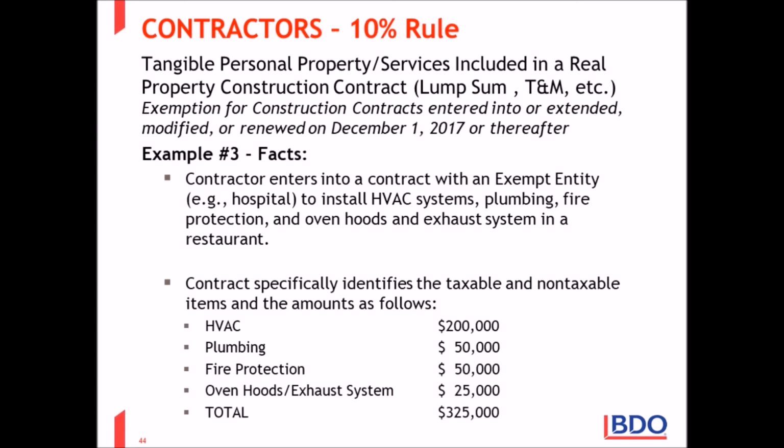So in example number 3, we've got a contractor that enters into a contract with an exempt entity to install HVAC systems, plumbing, fire protection, oven hoods, and exhaust system in a restaurant. So this is a contract that's entered into December 1st, 2017, but it's for an exempt entity. And it's the same dollar amounts that we were looking at before for the HVAC, plumbing, fire protection, and the oven hoods and exhaust system.